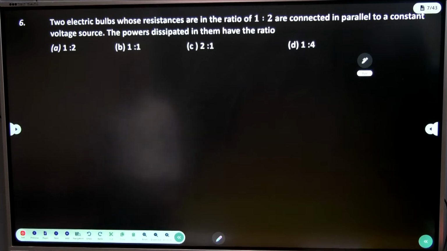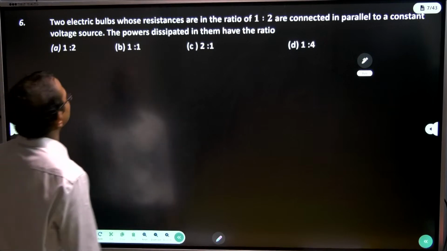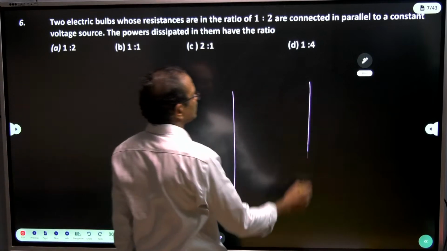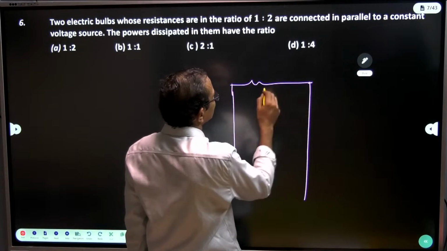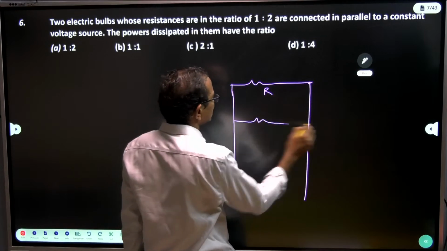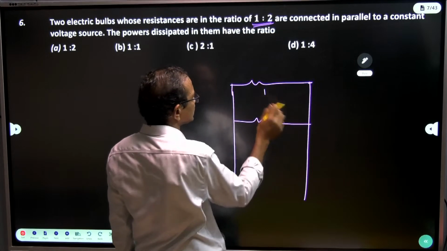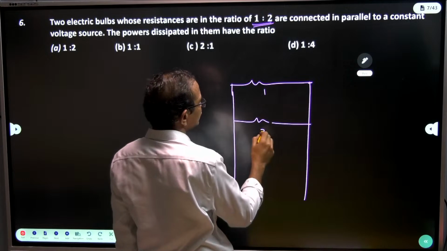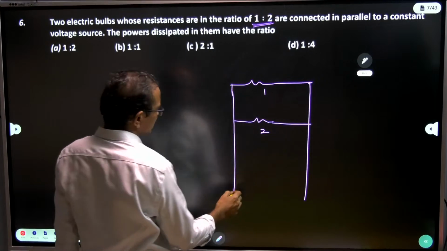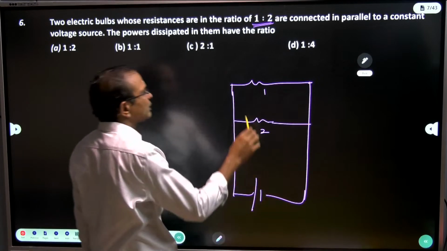Electric bulbs whose resistances are in the ratio 1:2 are connected in parallel to a constant voltage source. So take this resistance as R and this as 2R. The resistance ratio is 1:2, so take this as 1 and this as 2, no problem, like 1 ohm and 2 ohm. They are connected to a constant voltage source. So what's the power delivered by this?